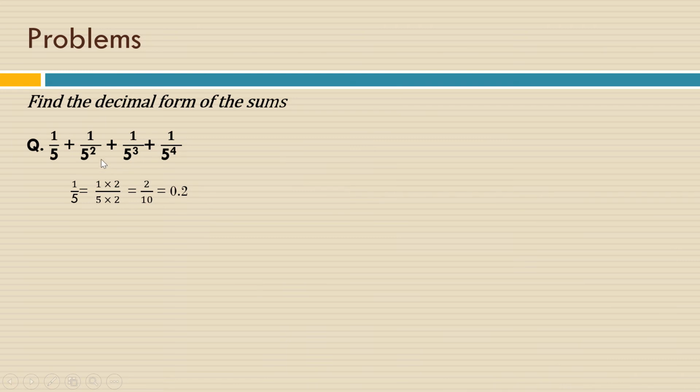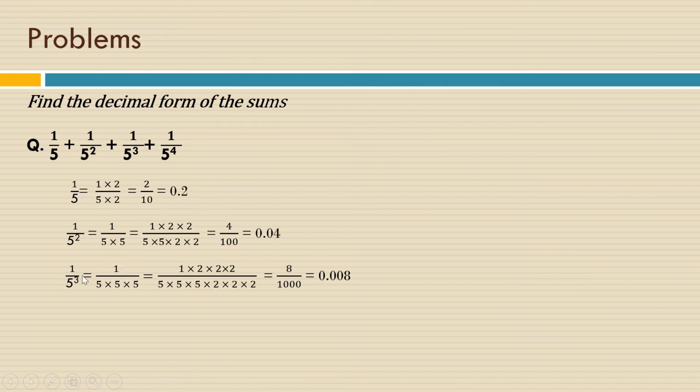Next is 1 by 5 square equal to 1 by 5 into 5. Here the denominator has 2 5s. We want 2 2's to make the denominator a power of 10. So, we multiply the numerator and the denominator by 2 into 2. We get 4 by 100 equal to 0.04.